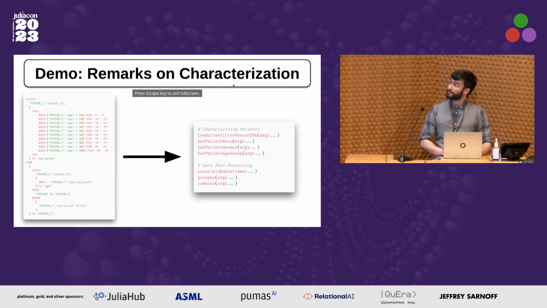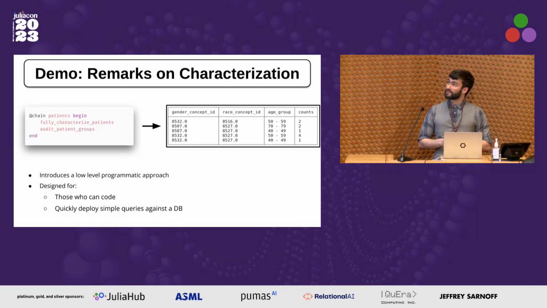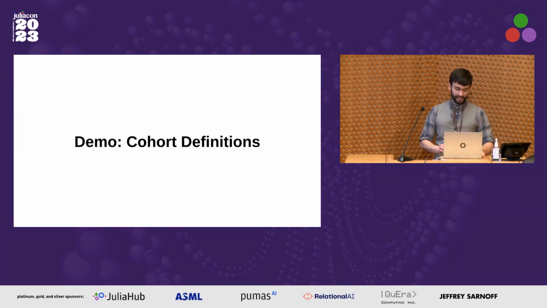So with that characterization being said, we can go from a very complex SQL representation through abstracted OMOP CDM cohort creator functions as well as composition with the rest of the Julia ecosystem. For sake of time, I wasn't able to cover this, but we can then modularize these function calls very simply and finally get a final output that can be used for future analysis with individuals or collaborators. And this is a low-level programmatic approach designed for those who can code and quickly deploy simple queries against a database.